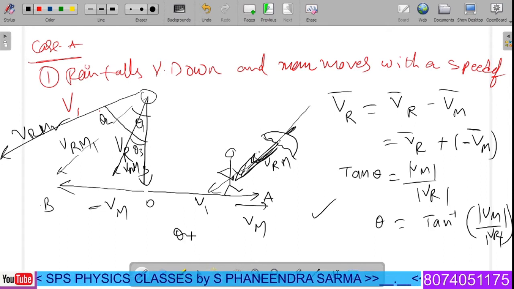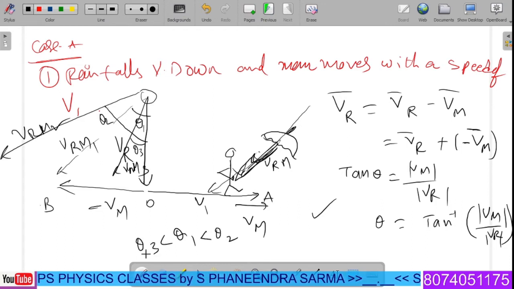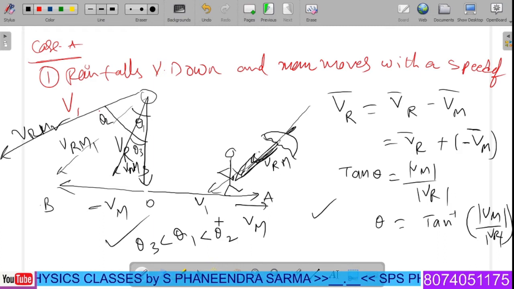So therefore theta 1 is sandwiched between theta 2 as well as theta 3. That means as the person increases the speed, he needs to hold the umbrella at a maximum angle with the vertical. That's the logic we have to follow here. Very, very important instruction in case A.